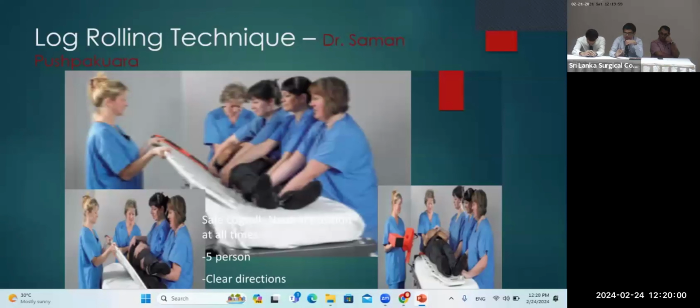Then there should be a second person to support turning the shoulders and the chest, another one to support the pelvis, and a fourth, preferably, to turn the lower limbs. So the entire patient is just turned like a log. Enough people should be around. And always the command should come from the person who is holding the head and neck, because he is the one primarily stabilizing the head and the cervical spine.